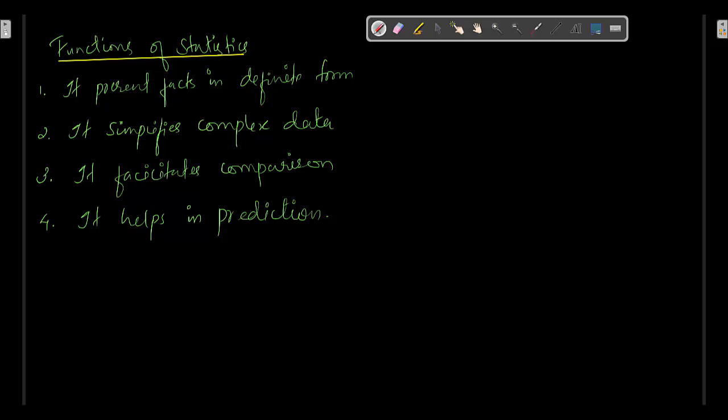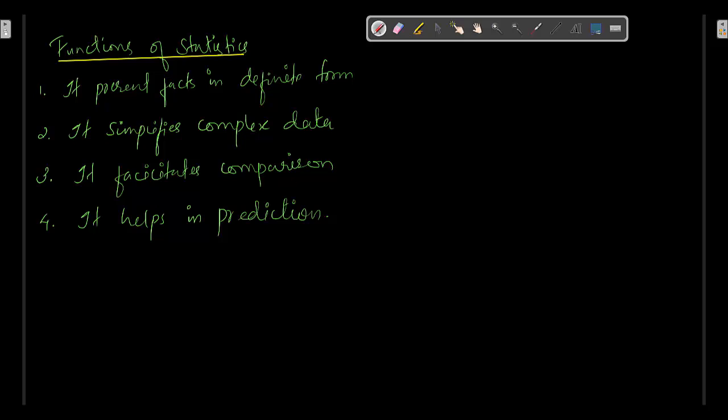Number two is it simplifies complex data. It helps in condensation of huge and complex data into a few significant figures conveying definite meaning. So you don't put all the data that is available, but you make it into a more simplified form. Okay, so that is another function.